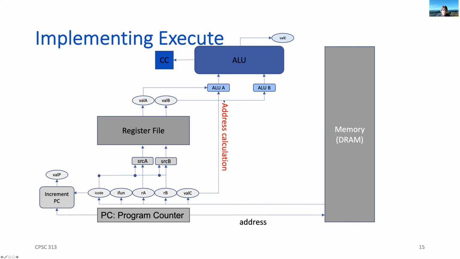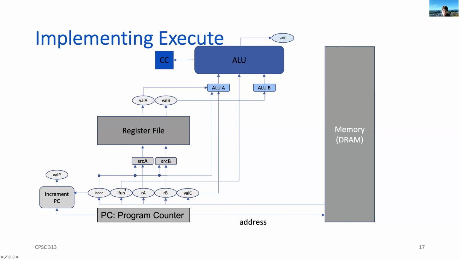Okay, how do we decide whether we should take this value from val C or this value from val A? Well, we clearly need another signal, which is our friend the opcode or I code, which is going to help us choose which of the two inputs to ALU A we want to use. Can you think of anything else that the ALU might have to know?